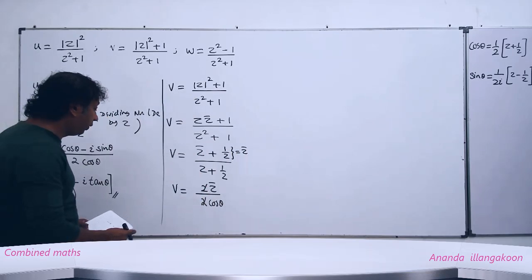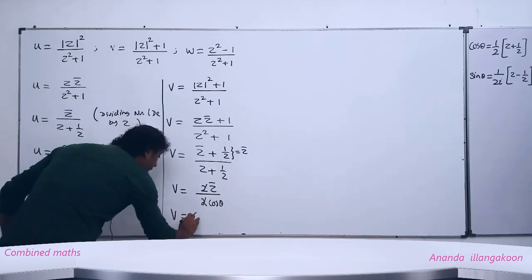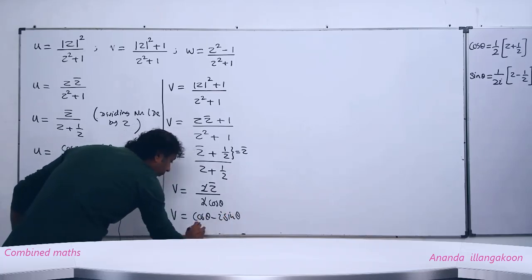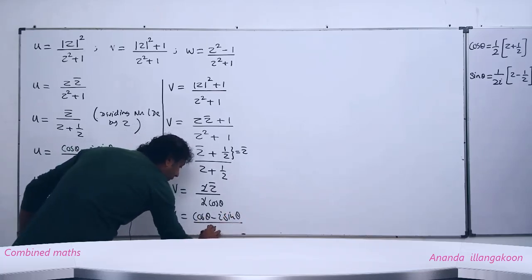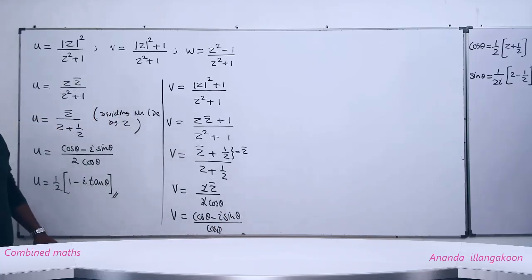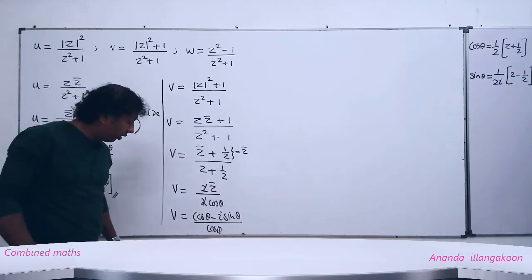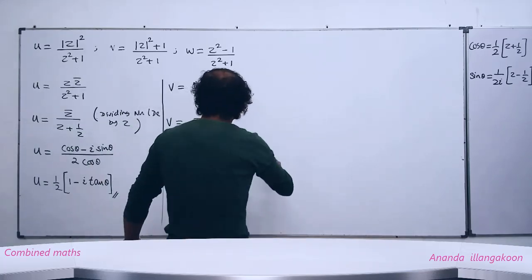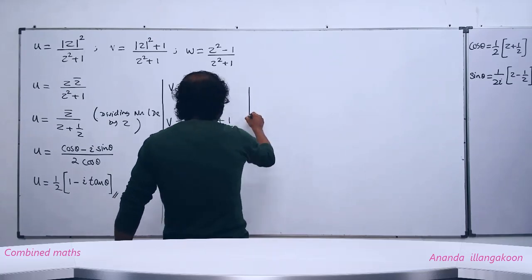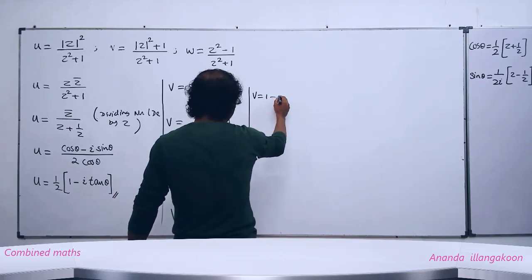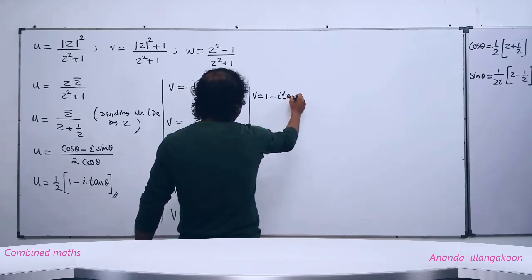Then we get V. cos theta minus i sin theta is the z̄, divided by cos theta. Then we get V as cos theta by cos theta is 1, sin theta by cos theta is tan theta, 1 minus i tan theta. V equals 1 minus i tan theta.